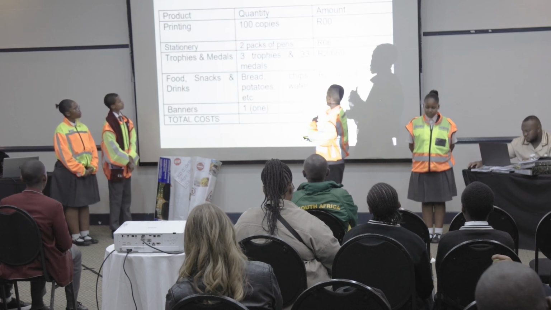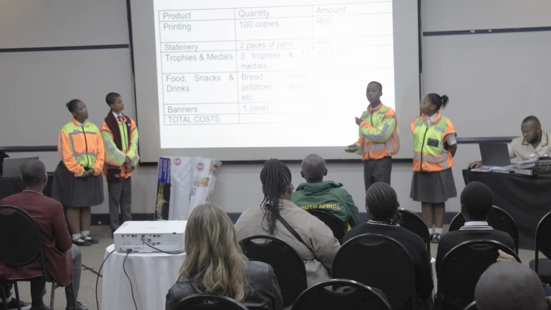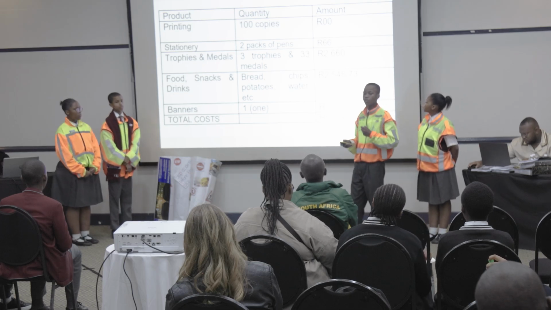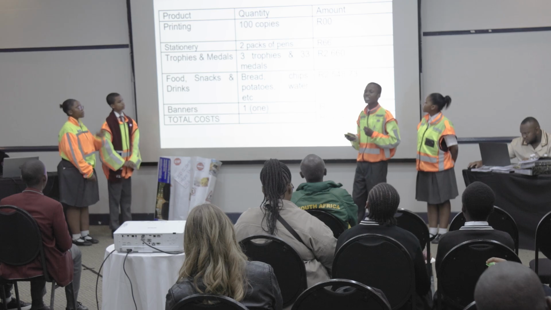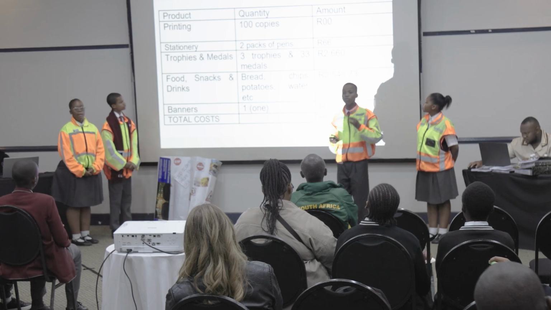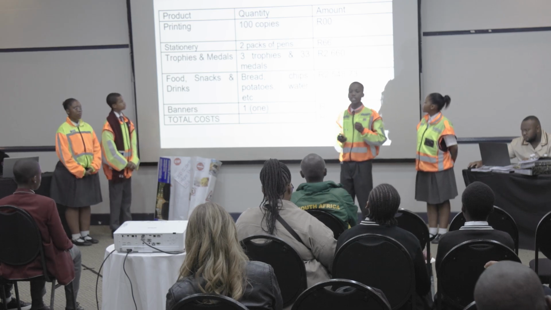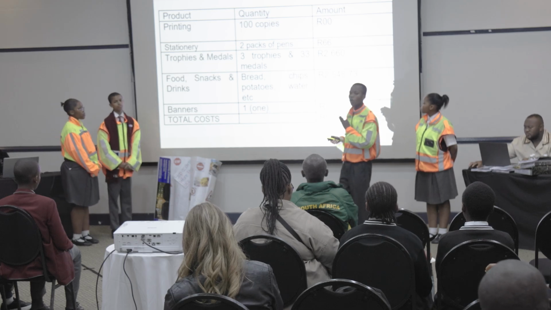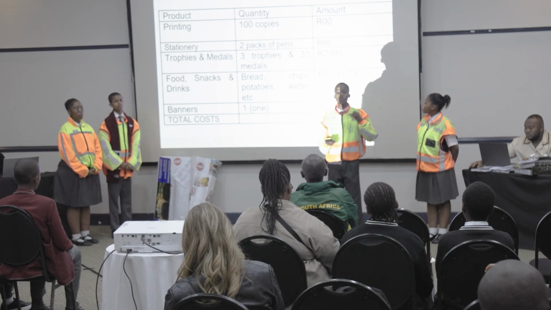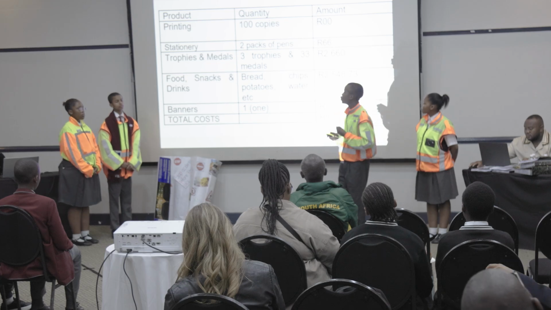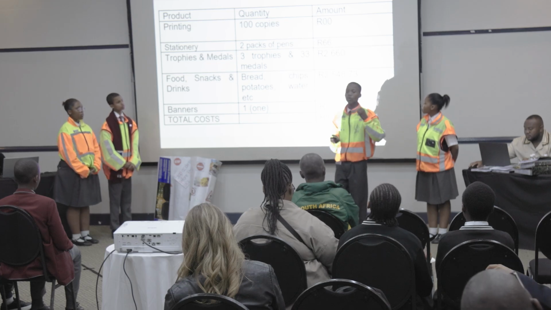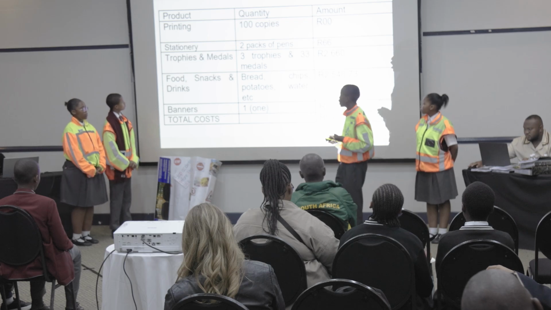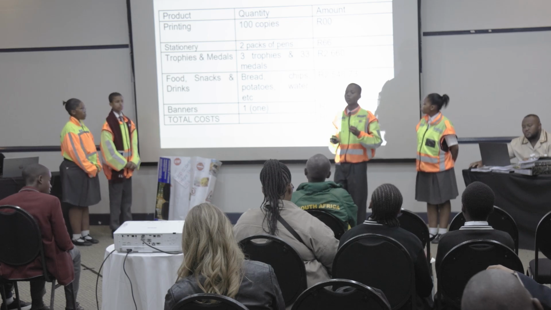Now, as you can see here, the total cost was about 5,274 rands, 73 cents. And as compared to the 4,400 that we raised, this means that we still fell short by a whopping amount of 1,873 rands, 73 cents. Our highest costs were trophies and medals at an amount of 2,660, followed by catering and food at an amount of 2,548, 73 cents, as well as stationery at an amount of 66 cents.